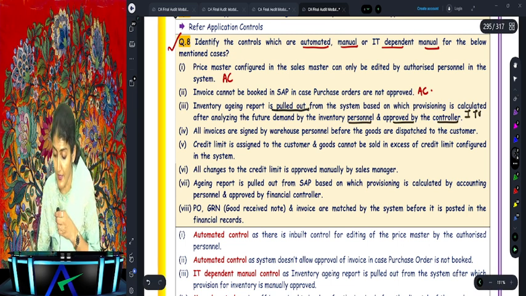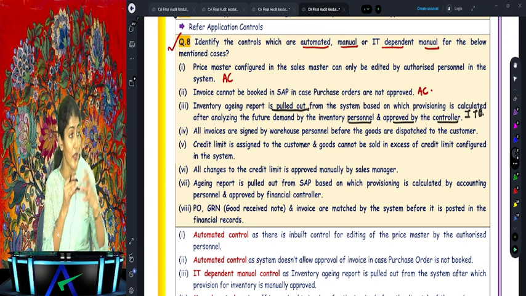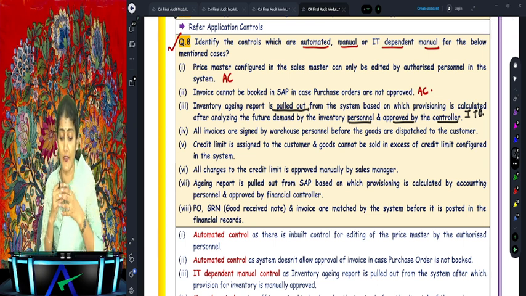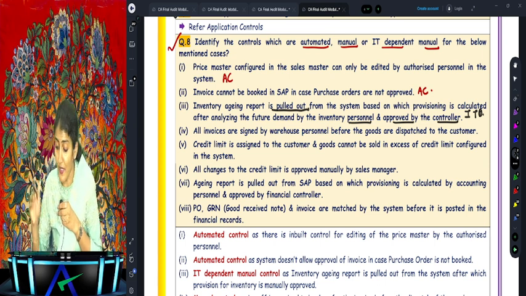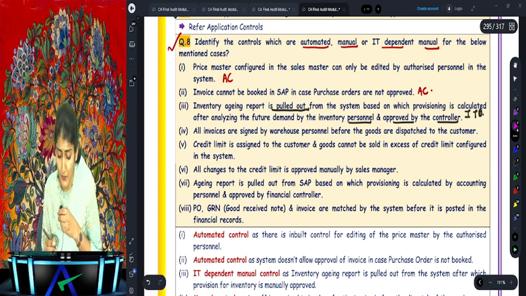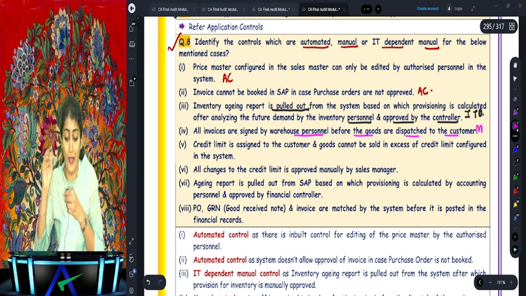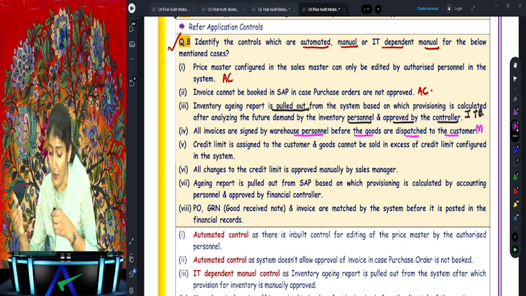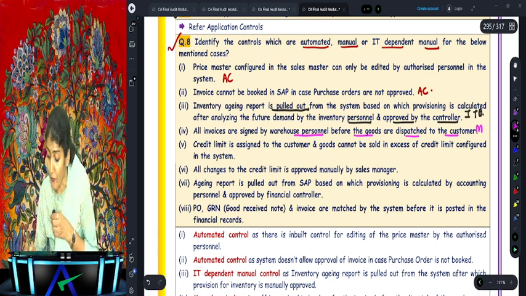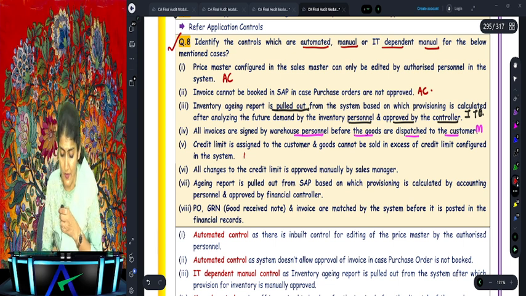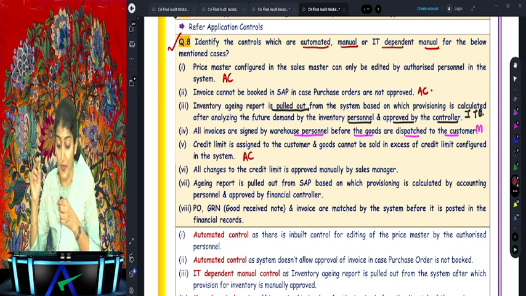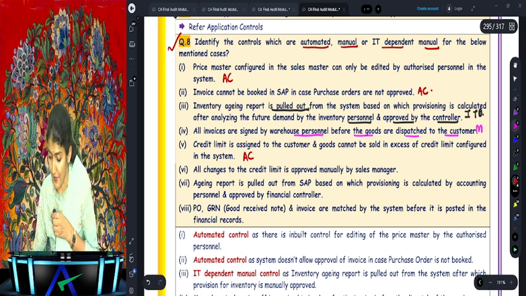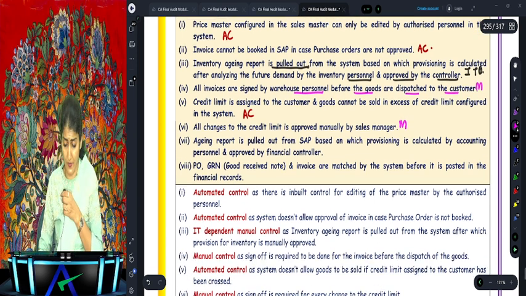So this is an IT dependent manual control, because the report is pulled out from the system and then they decide how much provision is required. All invoices are signed by the warehouse personnel before the goods are dispatched to the customer. So this is a manual control. Then credit limit is assigned to the customer and goods cannot be sold in excess of the credit limit which is configured in the system. Configured in the system means again it is an automated control. All changes to the credit limit are approved manually by the sales manager, so it's a manual control.